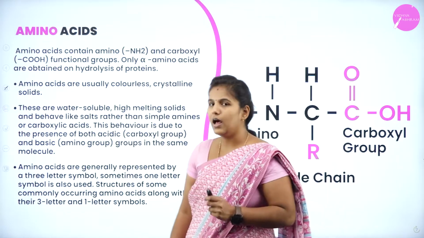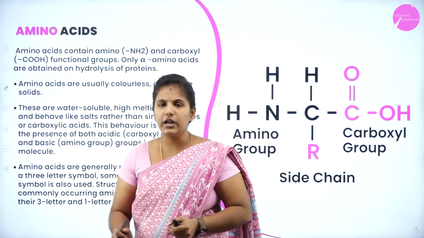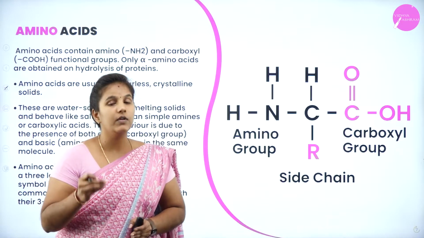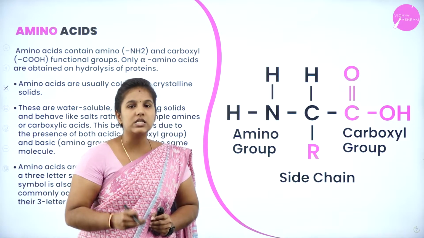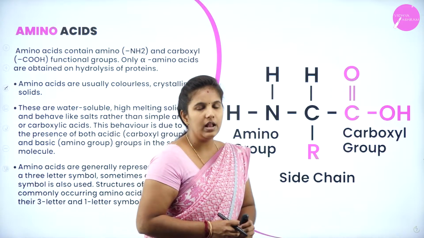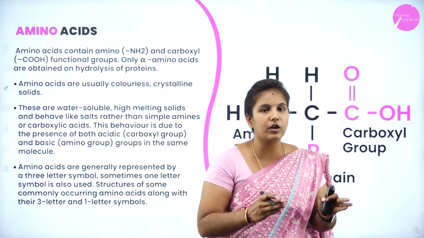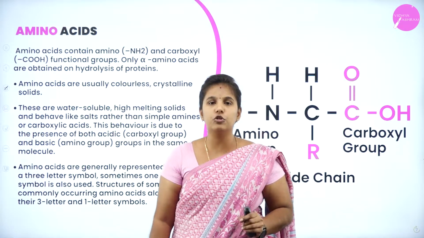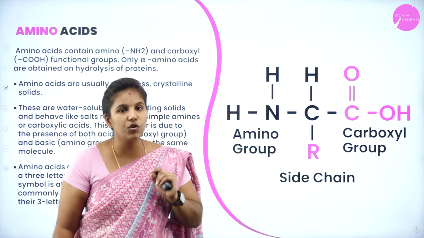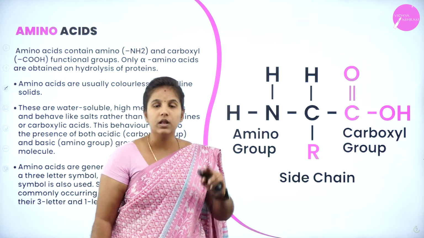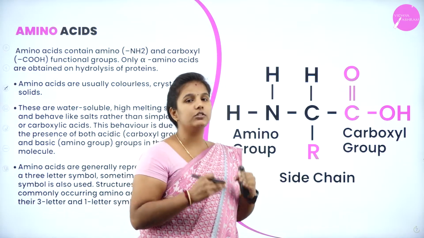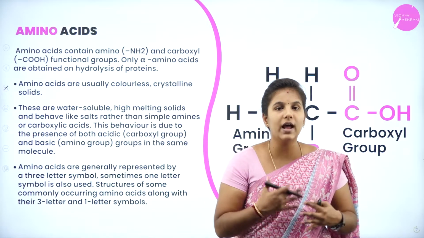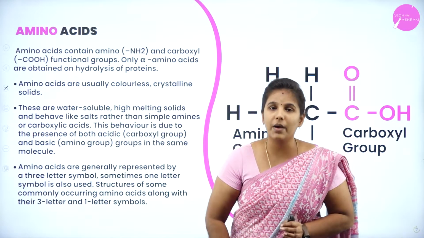Next, we'll go for the amino acids. Already we have learned that amino acids are the building blocks of proteins, consisting of an NH2 group as well as a COOH group. Is it right? So which functional groups are present in the amino acid? There are two different functional groups. The first one is the amino group, that is NH2, and the COOH group, that is the carboxyl group. These two different groups are attached to the amino acids. When you take a protein and do hydrolysis, you will get the amino acids.